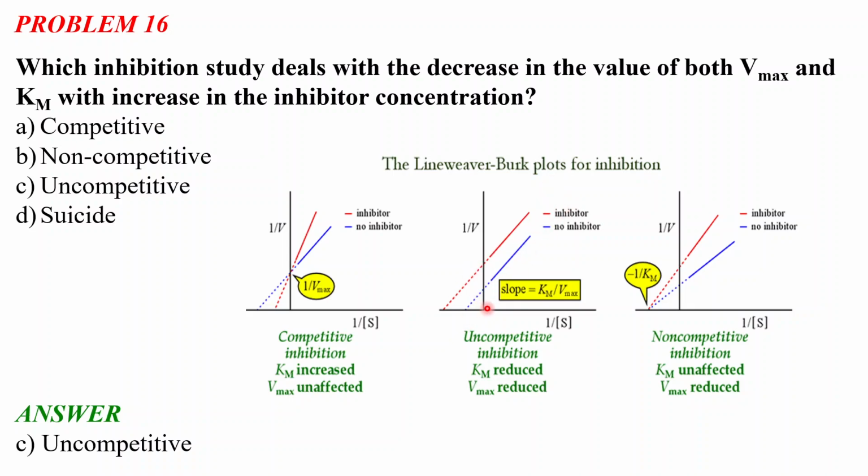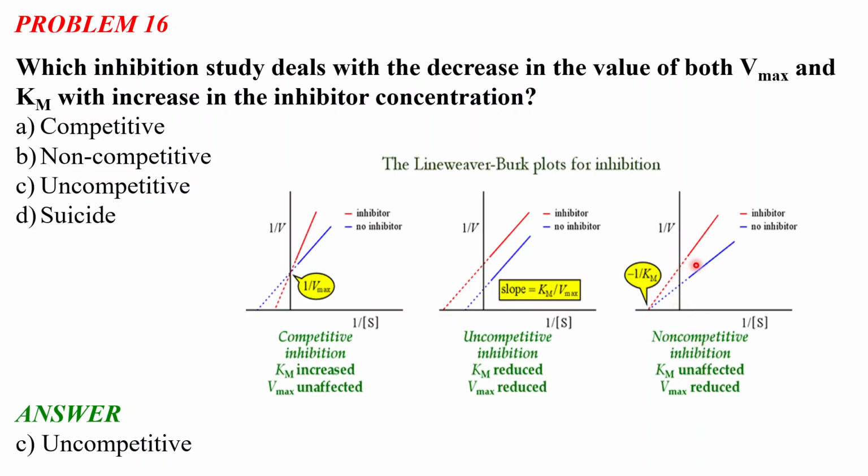In case of the uncompetitive inhibition, as you can see, both the slopes are the same, but the value of intercept is increasing in presence of inhibitor, means 1 by Vmax is increasing, means Vmax is decreasing. Since the slope, Km by Vmax, is remaining the same, Km will also have to decrease to keep the slope same. So in uncompetitive inhibition, Km and Vmax both are decreasing.